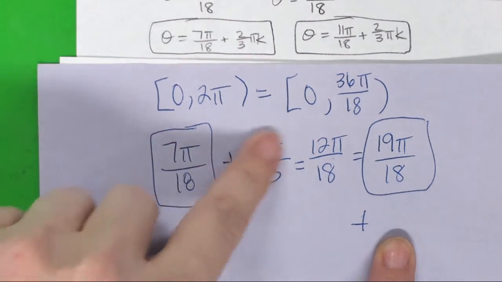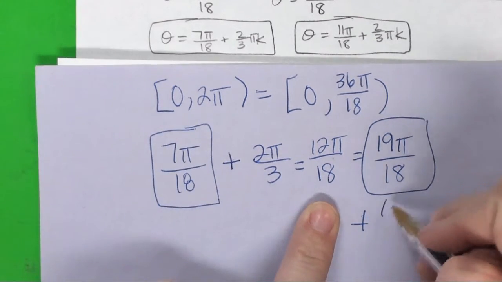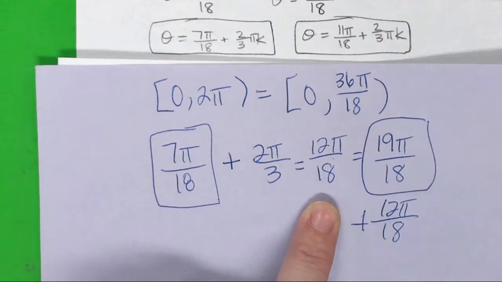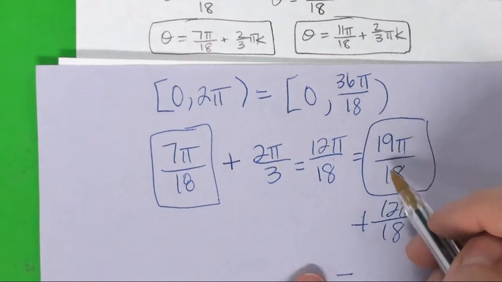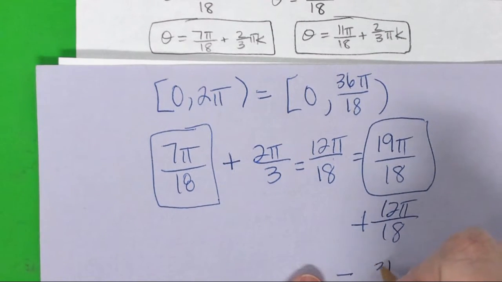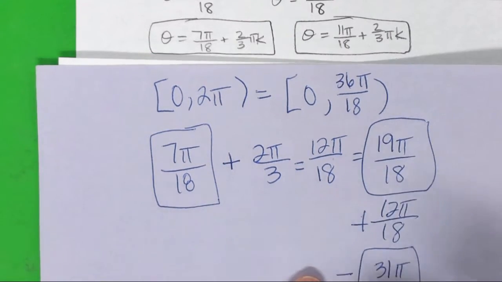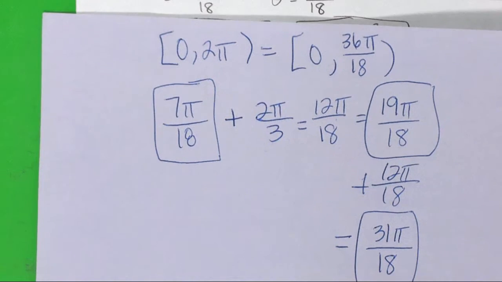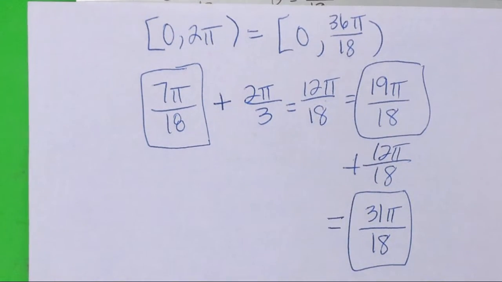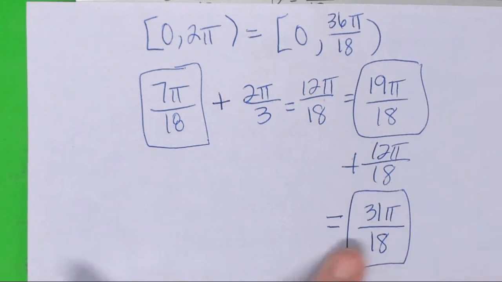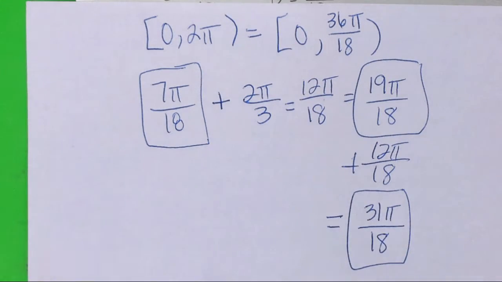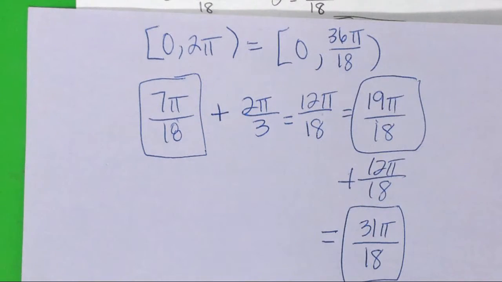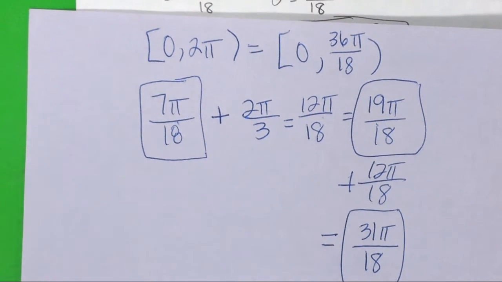Now instead of adding 2 pi over 3, I'm actually going to add the 12 pi over 18 so I don't have to keep converting. So if I add that, 9 plus 2 is 11, carry the 1. 31 pi over 18. Is that in my interval? It's not going to work then. We know it's not going to work for the next one because what are we adding to this? 12, and it has to be less than 36. So for that equation, those three values are going to be from 0 to 2 pi.